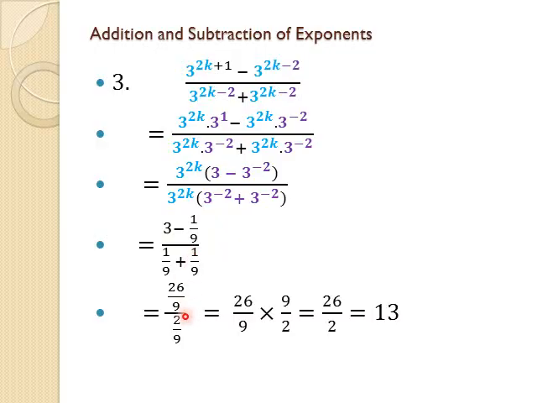1 plus 1 would give you 2. 9 stays the same. Sorry, not 9 plus 9. So that becomes 26 over 9. Division becomes multiplication. Times 9 over 2. 9 and 9 cancel. 26 divided by 2 is left, which then gives me 13. So hope you follow. Hope you get used to the procedure.